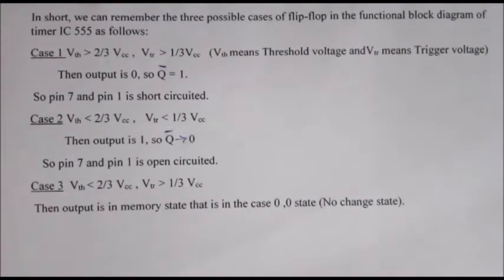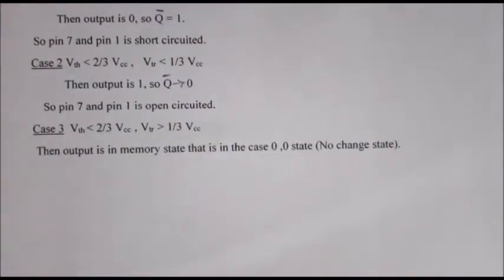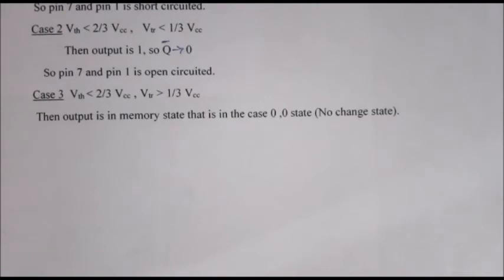Case 2: if VTH is less than 2 by 3 VCC and VTR is less than 1 by 3 VCC, then the output is 1, so Q bar tends to 0. So you understand 1 means logic state 1, and 0 represents logic state 0. In this case pin 7 and pin 1 are open circuited. Case 3: if VTH is less than 2 by 3 VCC and VTR is greater than 1 by 3 VCC, then the output is in memory state, that is, no change state.